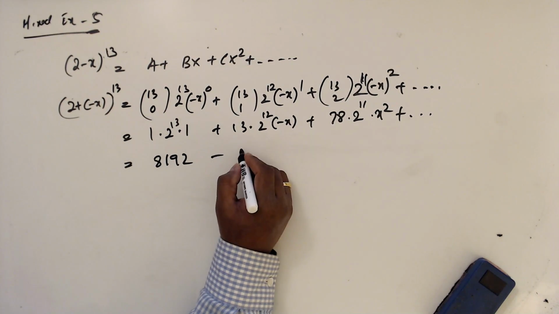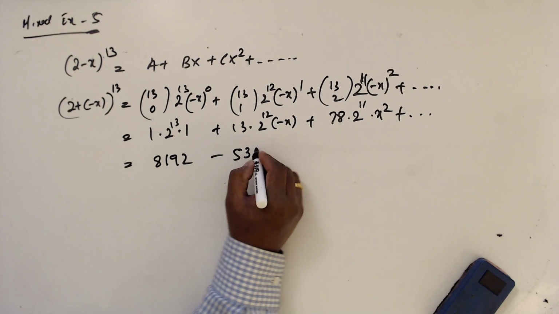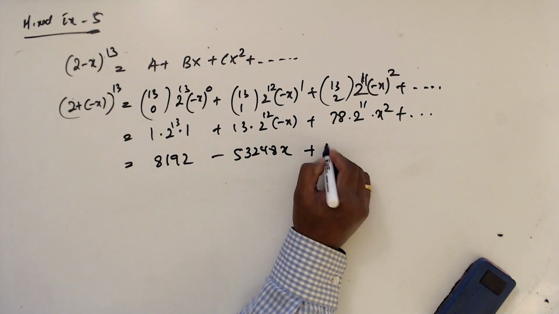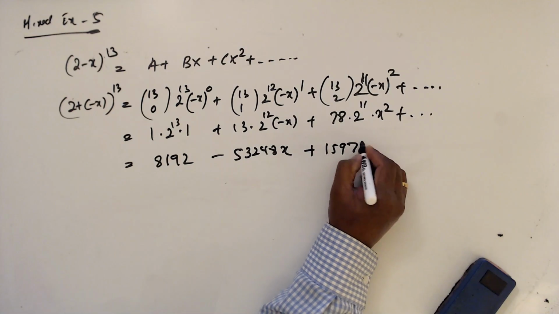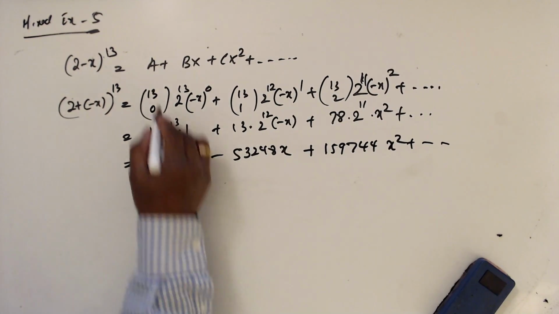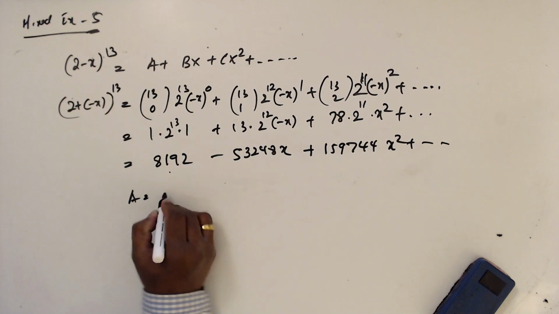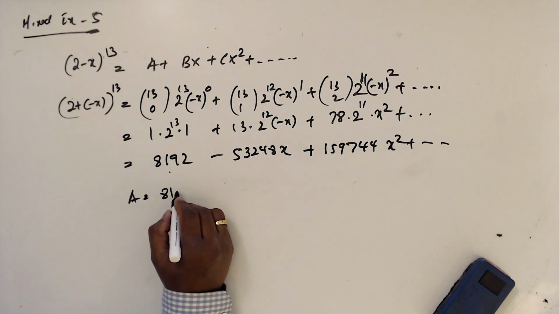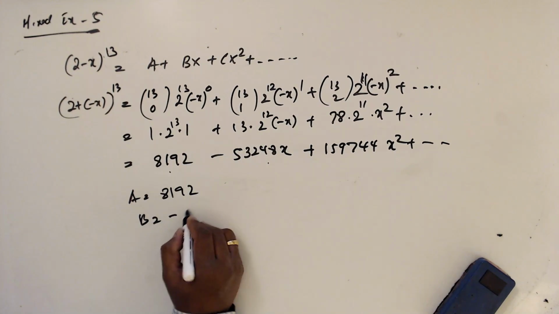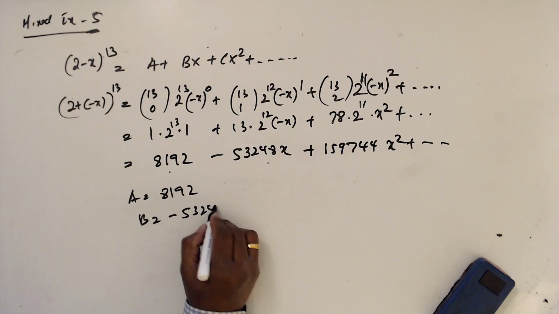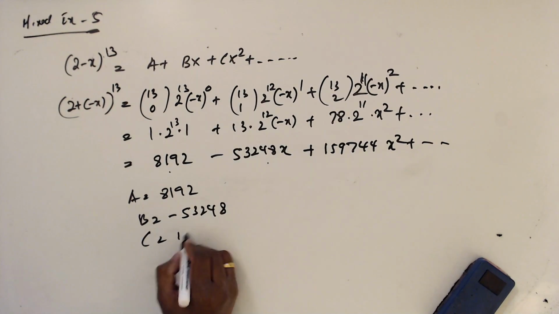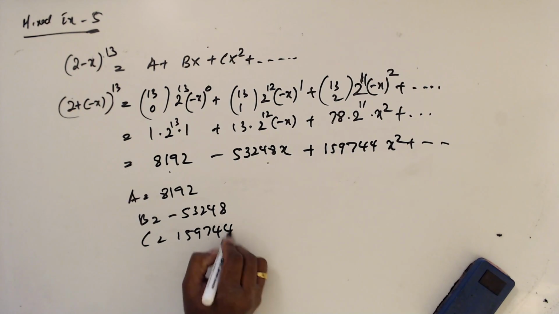8192 minus... 2. Now A is 8192, B is minus 53248, and C is 159744.